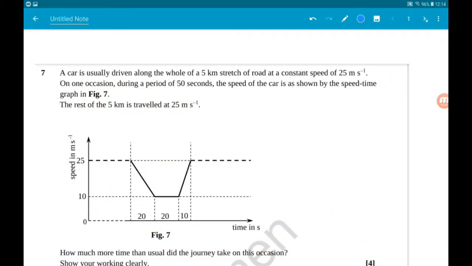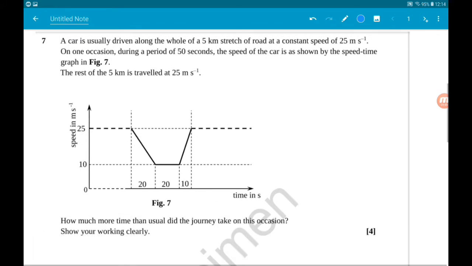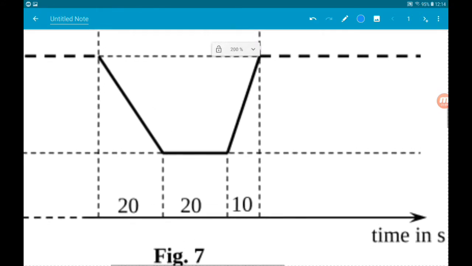Okay, number 7. This could be a fun one to explain, so I will do my best. A car is usually driven along the whole of a 5-kilometre stretch of road at a constant speed of 25 metres per second. On one occasion, during a period of 50 seconds, the speed of the car is shown by the speed-time graph in figure 7. So the rest of the 5 kilometres is travelled at 25 metres per second. So the part that we are interested in is this bit in the middle.